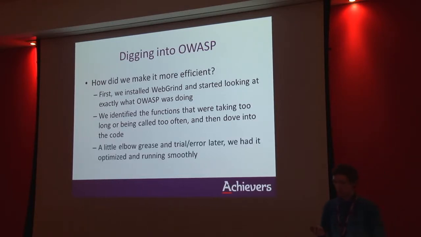And then, I'm not going to lie, it took a few Achievers several days to actually dig in, figure out what the OWASP code is doing, and figure out how we can improve it. So it wasn't a simple task. And as you know, we do these tech talks a little bit to give back to the community. So we're actually going to make our optimizations to the OWASP library available on our Achievers GitHub page. So look out for that.